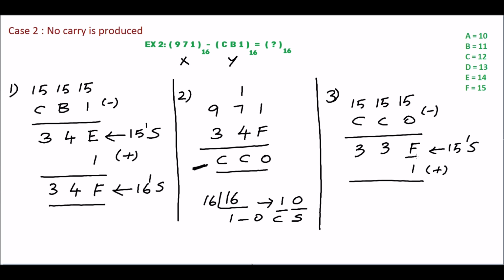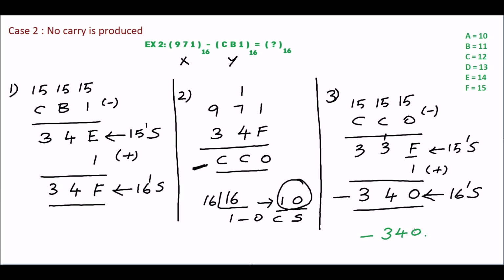16 is not a hex number. So the equivalent hexadecimal number is 10. 0 is the sum and 1 is the carry. 1 plus 3 is 4, so 3, 4, 0. This is the 16's complement. Finally assign the negative sign to the answer. So the final answer is minus 340 base 16.